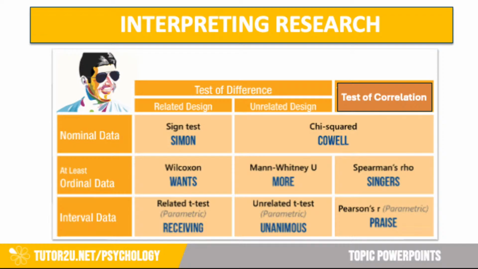So for example, if we had a study that was capturing interval data, that was looking for a test of difference and used a related design, well, if we triangulate all that on this table, we would come up with a related t-test. Now, choosing the test is one skill, but you then also have to justify it. So this is a little bit trickier.